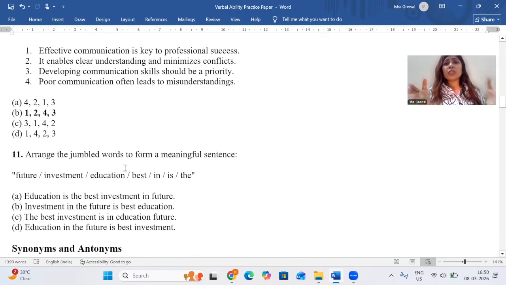Always check which is the mandatory pair. You know that, okay, this is the sentence which is going to begin my paragraph, and these are the 2 sentences which will be together only. So find out that option, choose that option, you're good to go.